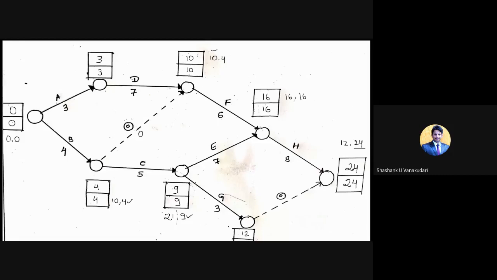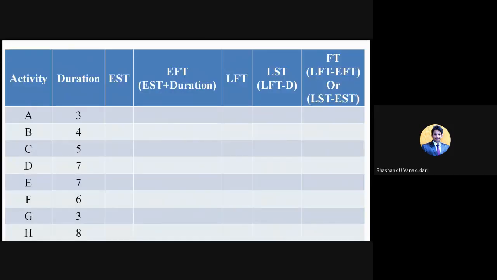So it's understood now. Is there any doubt in this? Students, please, you're free to ask questions, because it is the most important thing in module 1. Yes, for everyone it's understood. Yes, sir. Yes, thank you. Okay, the same values we are referring to in order to fill in the table. The table consists of activity, duration, EST, EFT, LFT, LST, and total float. Okay, so now for activity A, what is the EST?